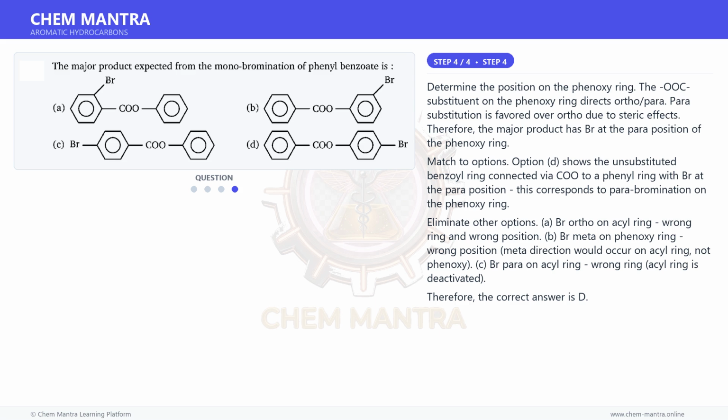Eliminate other options. A. Br ortho on acyl ring, wrong position. B. Br meta on phenoxy ring, wrong position. Meta direction would occur on acyl ring, not phenoxy. C. Br para on acyl ring, acyl ring is deactivated.